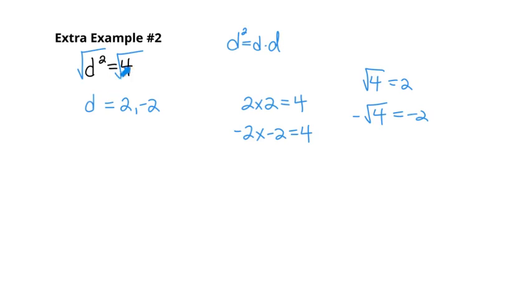When we add the square root, when we're solving an equation, we do all the possibilities. Here, it's only one or the other. So this has 2 answers, d is equal to 2 and d is equal to negative 2. And that's it for extra example number 2.